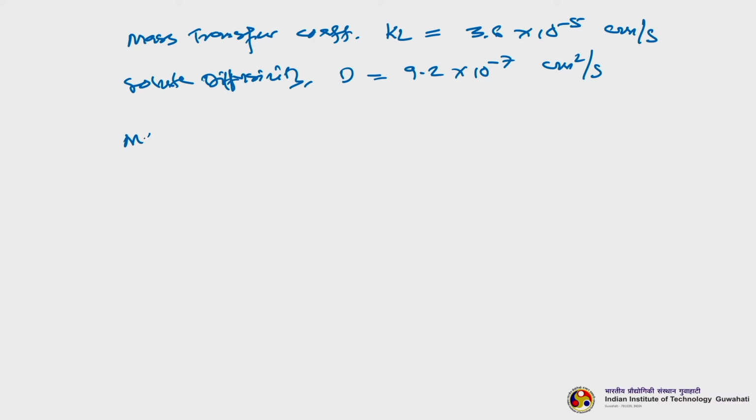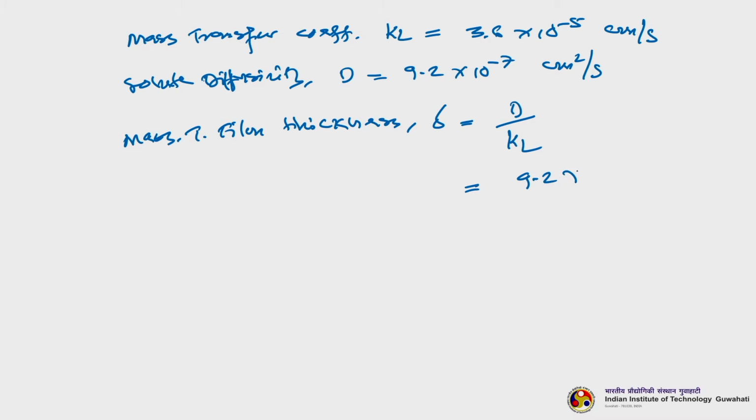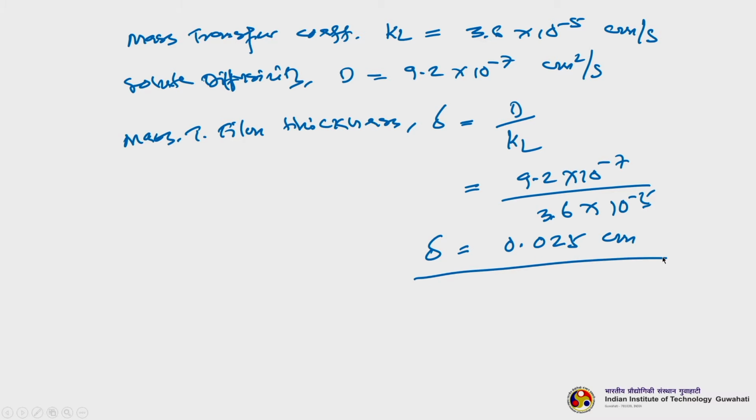So, here mass transfer film thickness, that is lambda, equals D by Kl, right. So, it is 9.2 into 10 power of minus 7 divided by 3.6 into 10 power of minus 5. Okay. So, this is 0.025 centimeter. So, this is the thickness of the mass transfer film.